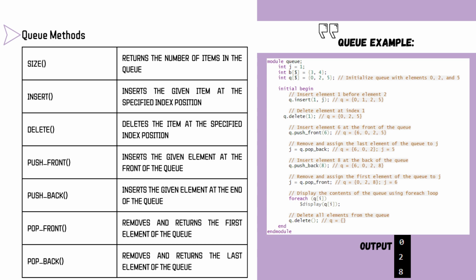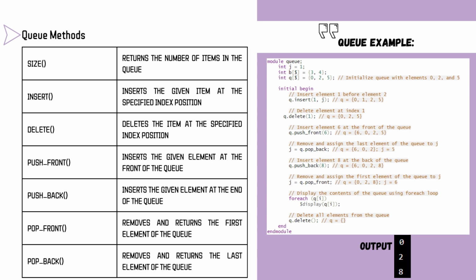Then, it inserts the value 8 at the back of the queue using the push_back method. This changes the queue from 6, 0, 2 to 6, 0, 2, 8. Next, it removes and assigns the first element of the queue to j using the pop_front method. This changes the queue from 6, 0, 2, 8 to 0, 2, 8 and the value of j becomes 6. Finally, it displays the contents of the queue using the foreach loop and the $display statement, which prints each element of the queue on a new line.